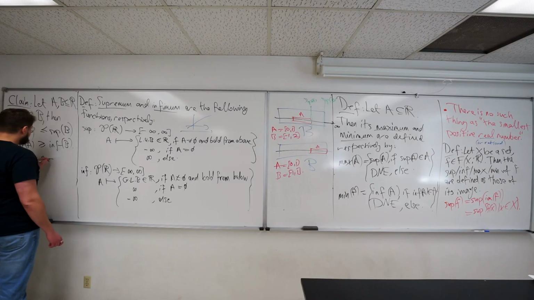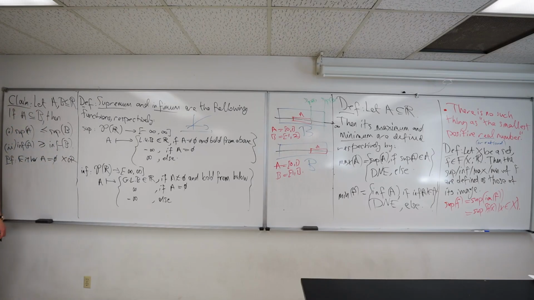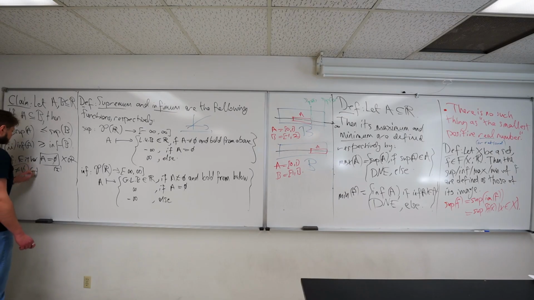Either A is empty, XOR, right? Exclusive OR, it is non-empty. Okay. Let's call this case 1 and this case 2. Now we're going to handle both of these cases separately.